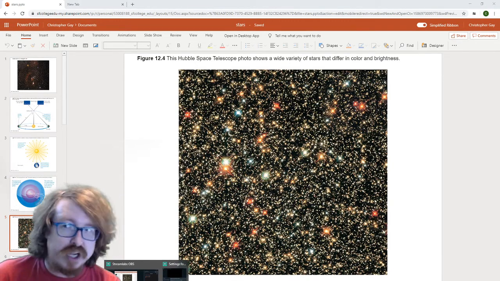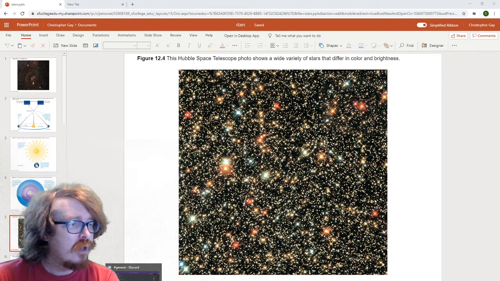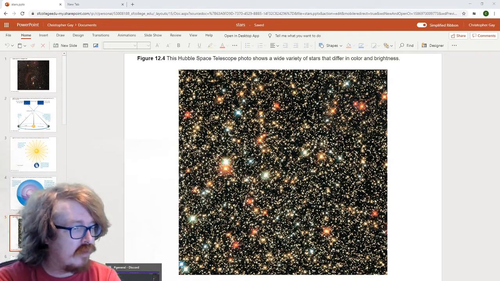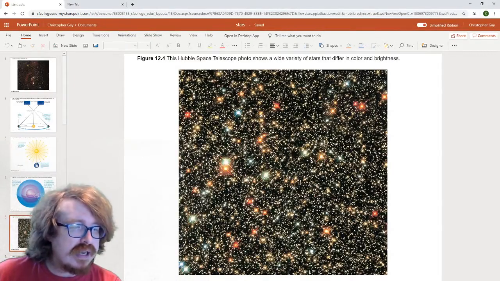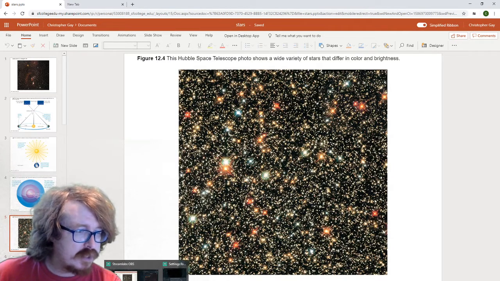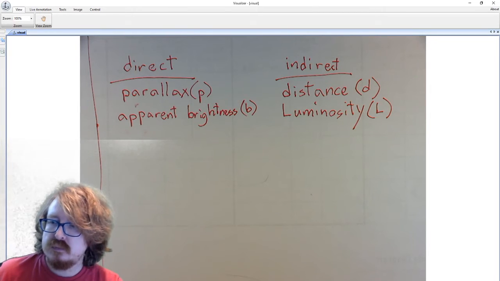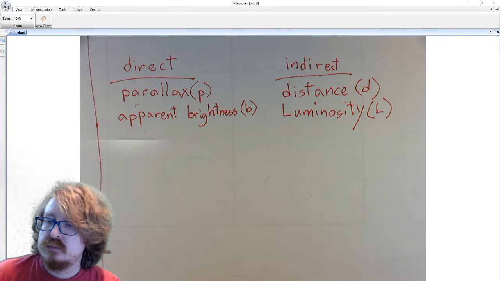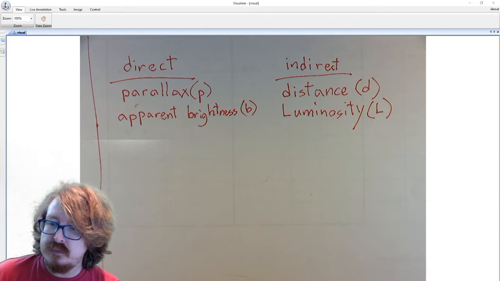Is color going to go in the direct list or the indirect list? Can we know the color by looking at it, or do we have to figure out the color from an equation or something? Is the color going to be direct or indirect? Direct, okay? Color is direct, right?